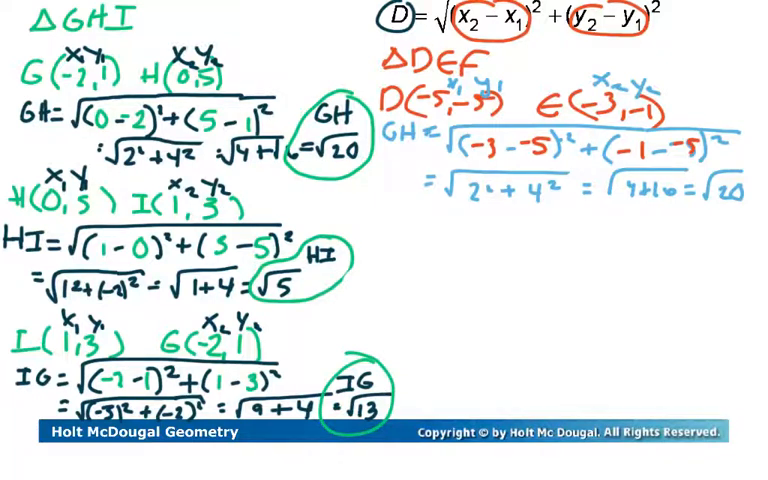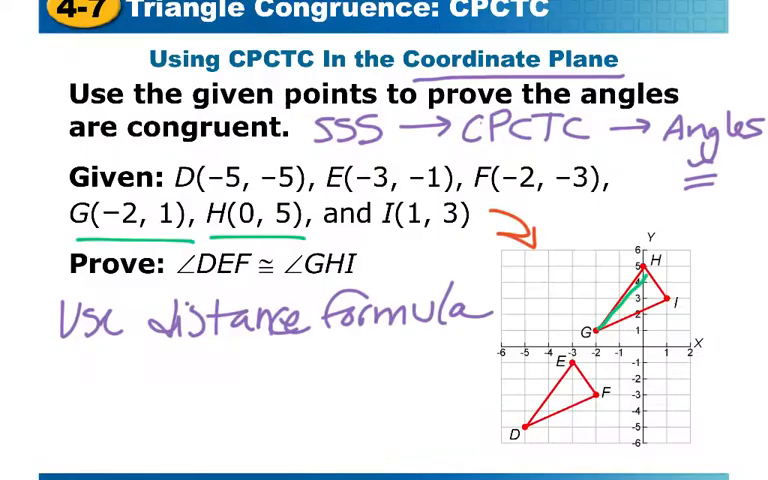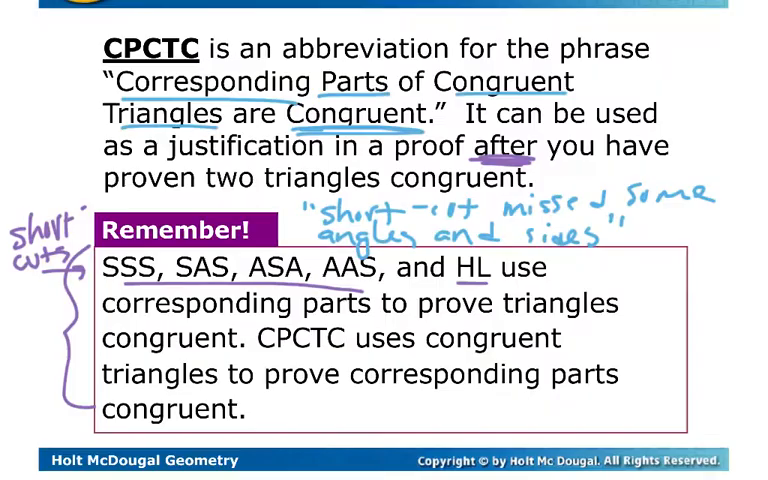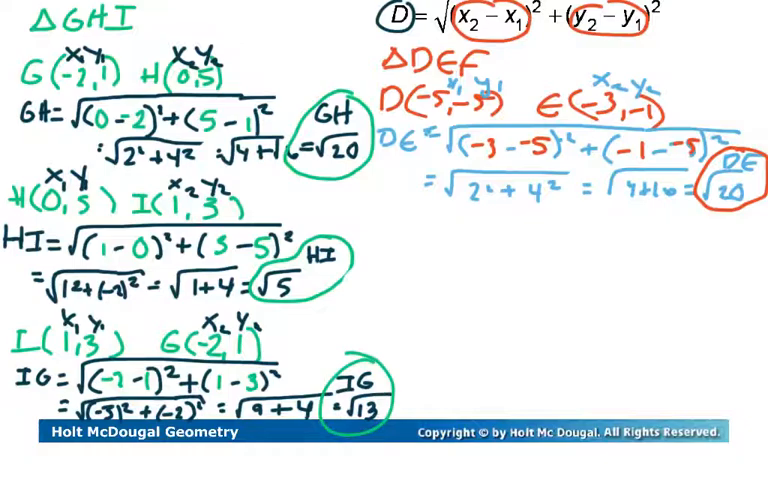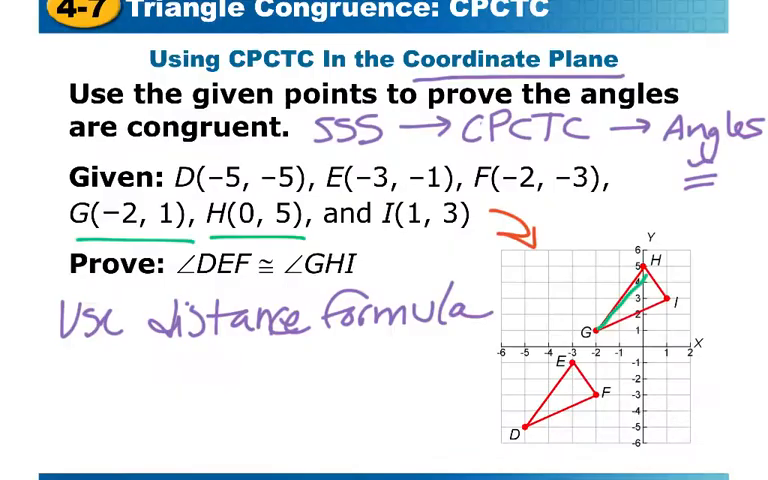So I just labeled this as GH, but it's DE. Alright, so DE is this similarity. So we now know that DE and GH are the same. So I'm going to go back to this one, and from the distance formula, we know that GH and DE are congruent.